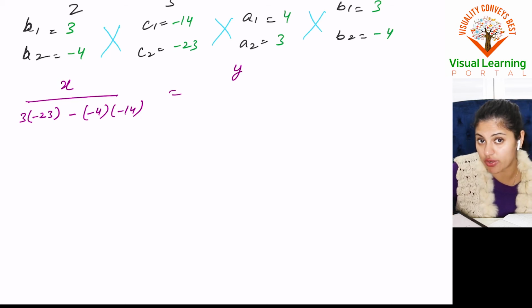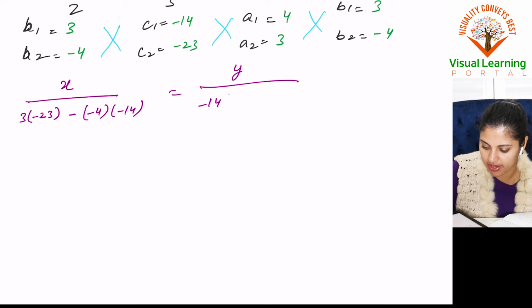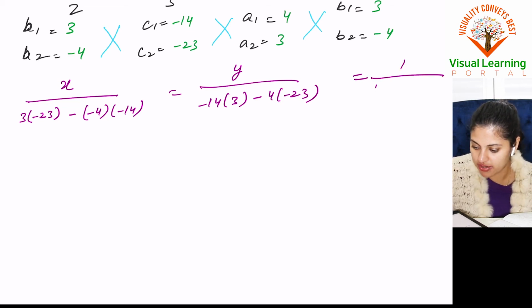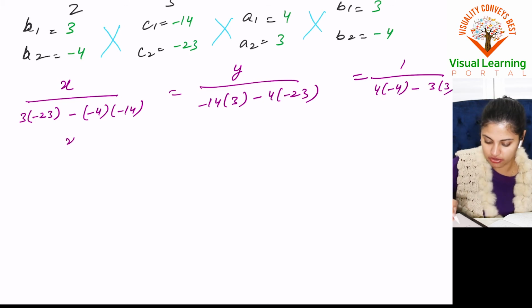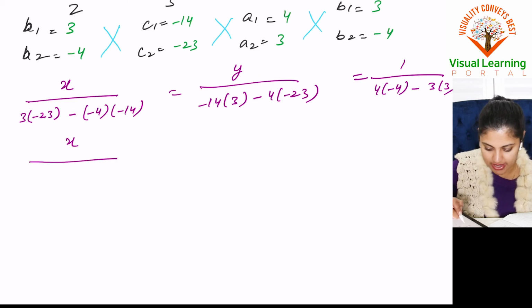3 takeaways generate 1 negative is equal to y divided by negative 14 into 3 minus 4 into minus 23, is equal to 1 divided by 4 into negative 4, negative 3 into 3. So you're going to write for this one, you will get x over minus 69. You're going to get 4 fours up.